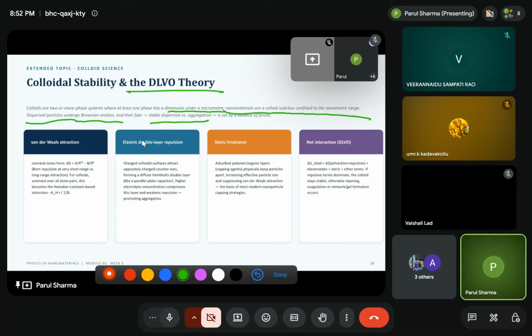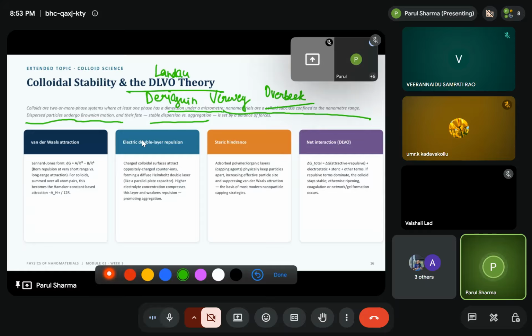So once the nanoparticles are formed, we want to prevent them from sticking together and forming larger aggregates. What does DLVO mean? It comes from the scientists: D stands for Derjaguin, L stands for Landau, V stands for Verwey, and O stands for Overbeek. From these four scientists, the name of this theory, DLVO, came.